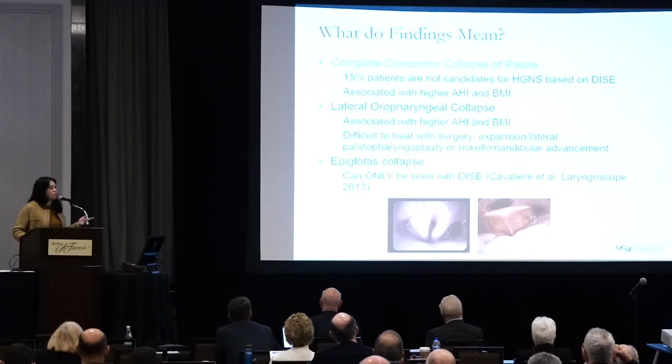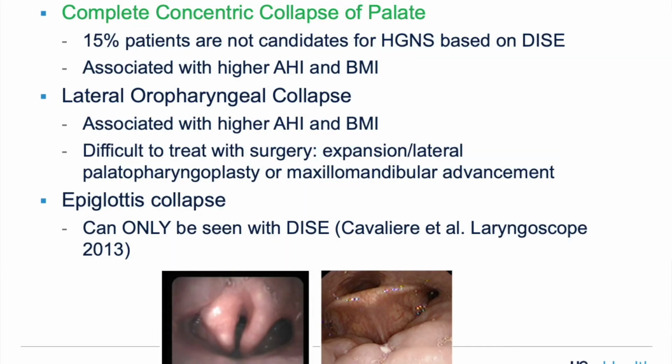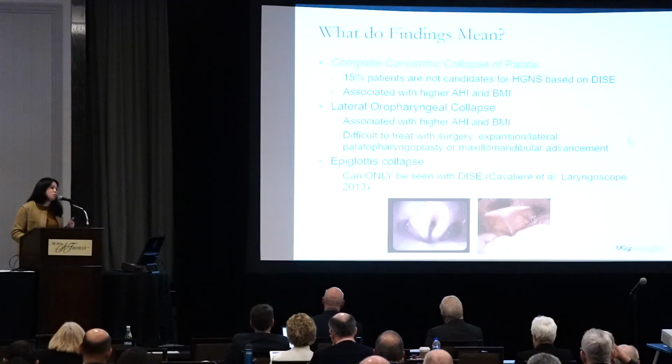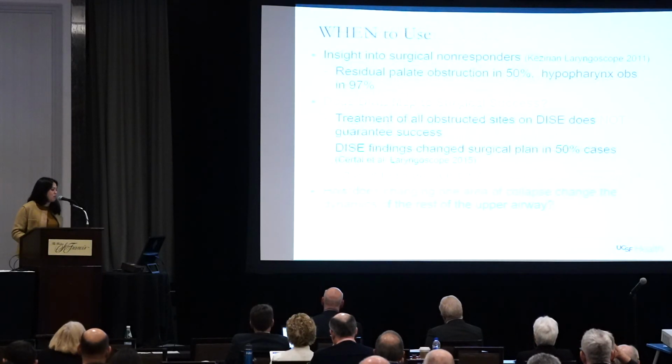So what do they mean? Complete concentric collapse happens in about 15% of patients. These are not candidates for Inspire, associated with higher AHI and BMI, like I talked about. Lateral oropharyngeal collapse can be harder to treat surgically. Epiglottis collapse is one of those findings you can really only see on a sleep endoscopy and hard to predict for in your awake exam.